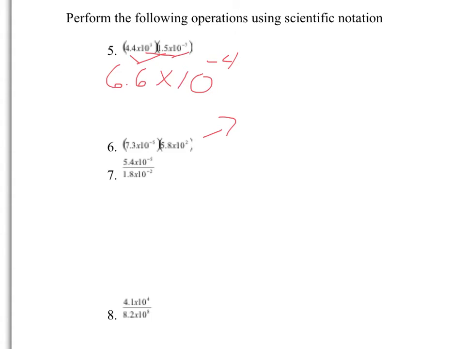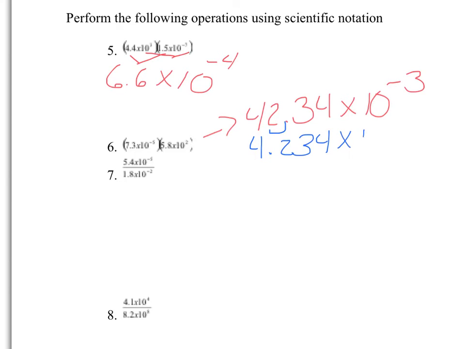Problem 6, I multiply the 7.3 and the 5.8, and that gives me 42.34. Add my exponents, that's times 10 to the negative third. I'm only ever allowed one number in front of the decimal point. And right now I actually have two numbers in front of that decimal point. So therefore, I need to move this decimal forward one place to give me 4.234. Because I moved the decimal point forward one place, I need to add 1 onto my exponent. So my final answer is 4.234 times 10 to the negative second.